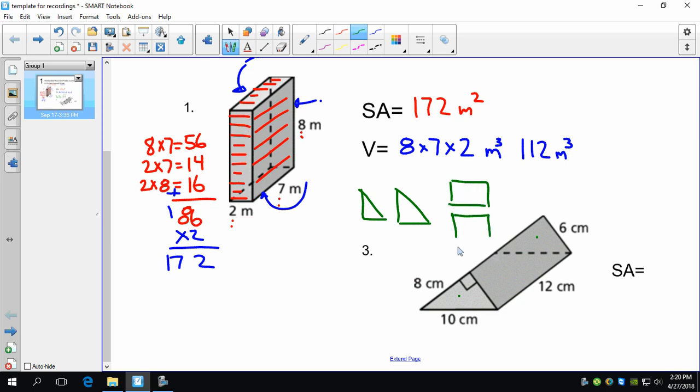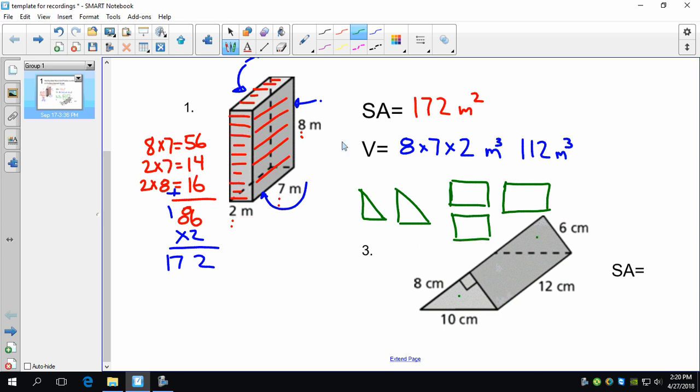Now, one thing kids want to do is draw connections between the rectangular prism and the triangular prism. But we have to understand, if we flattened it out, we would only have 2 triangles and 3 rectangles. So when we're finding the surface area of the triangular prism, we want to make sure we only have 5 sides. There's no need to multiply it by 2 because we're just dealing with these 5 sides.